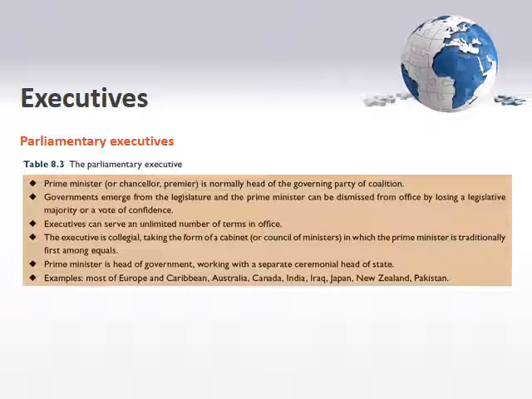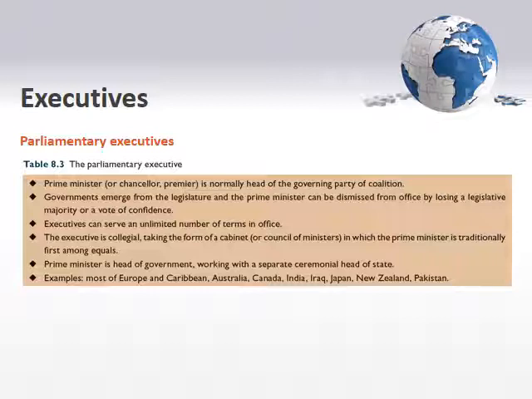The prime minister is the head of government. And in most cases, when it comes to parliamentary executives, there is a separate ceremonial head of state. So there's the Queen of England. The Queen of England, of course, is not only the ceremonial head of state of the United Kingdom, but also Canada and New Zealand and other former British colonies.